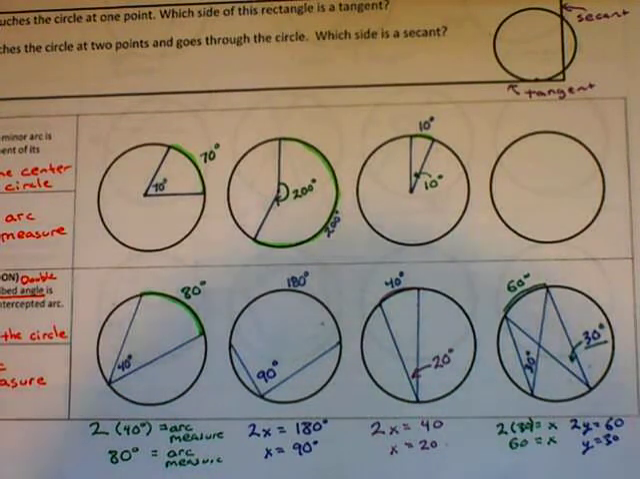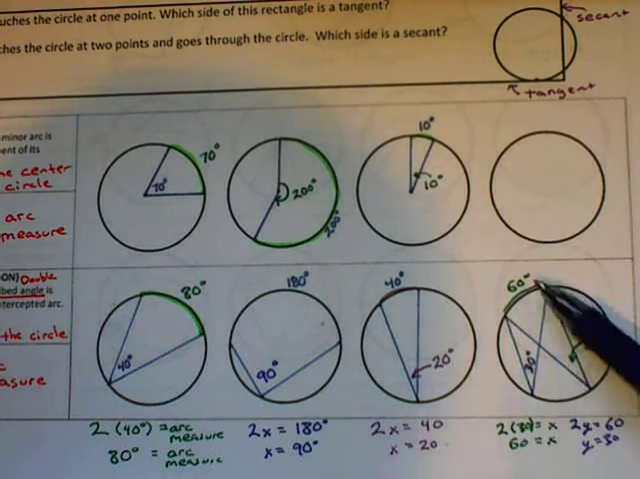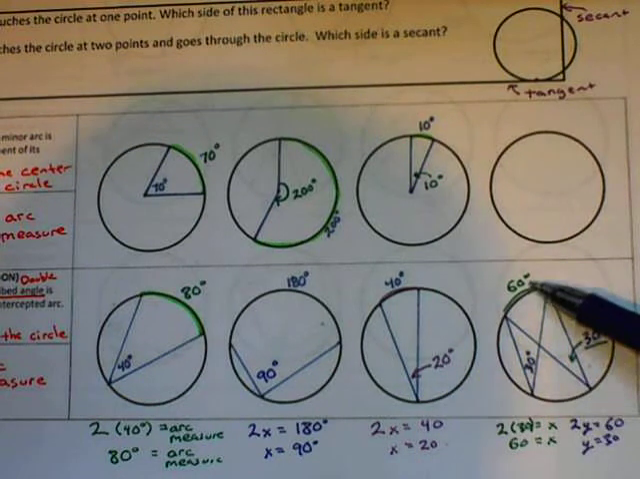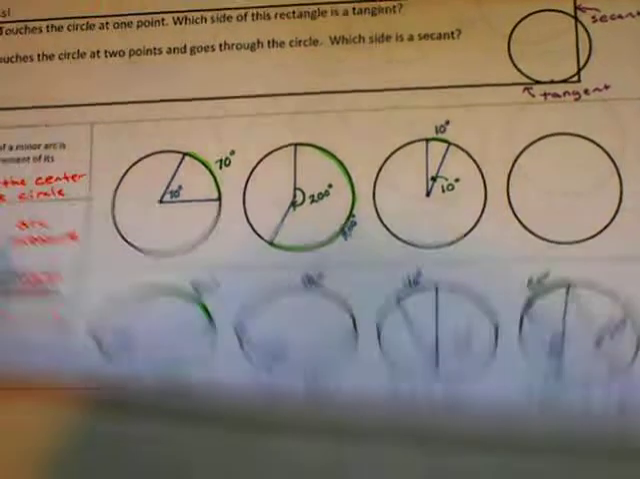So you may not have to do that math to get this answer in the future, but it does support it. This 30 makes that arc 60. That arc being 60 makes this angle 30. Let's go to the back.